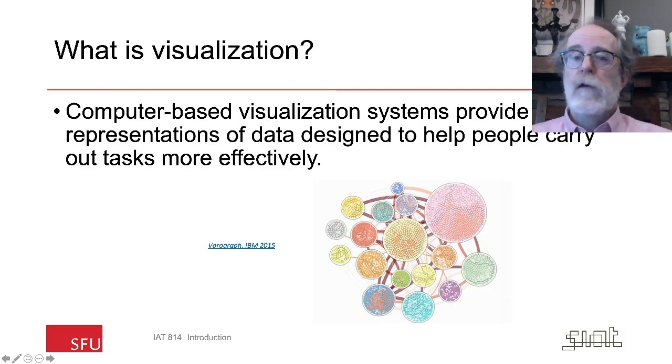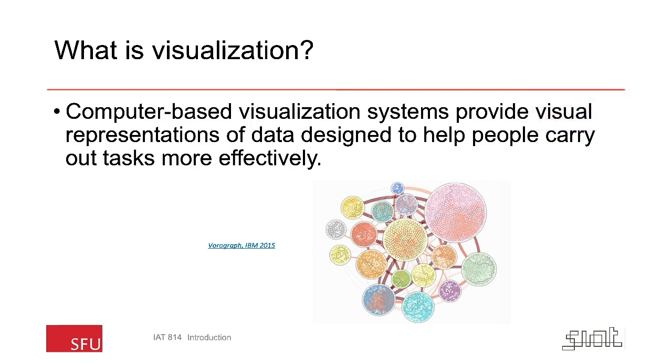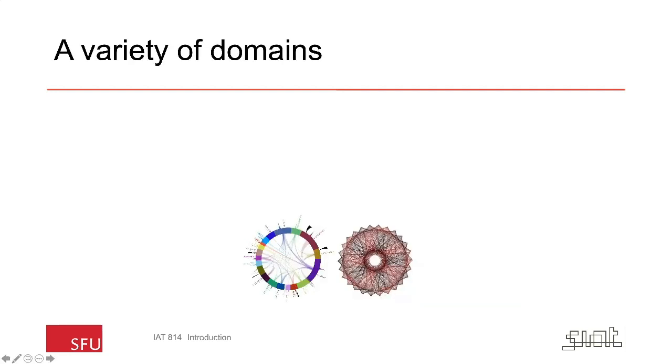So what is visualization? Visualization is a computer-based system for the purposes of creating visual representations of data designed to help people carry out tasks more effectively. It's a general definition of what we're on about, but the purpose here is to use computer systems that generate pictures for the purposes of helping users of those computers to analyze the data that they see. And this is done in a variety of domains.